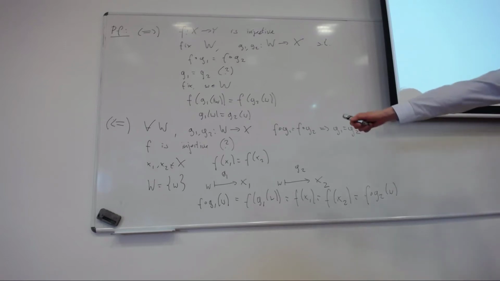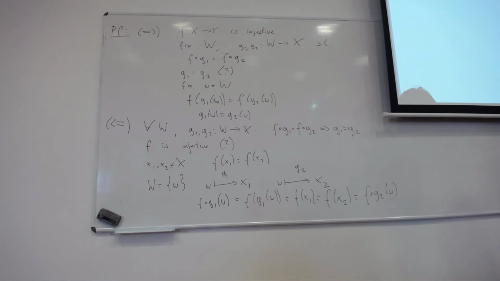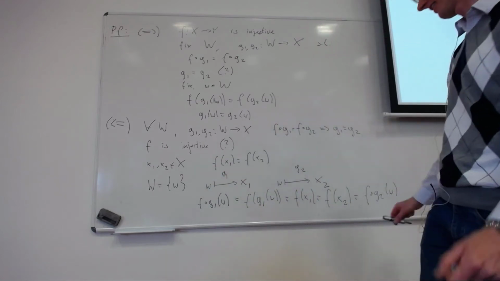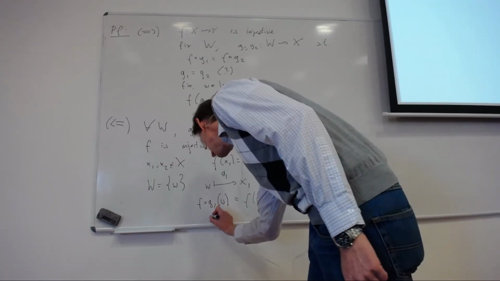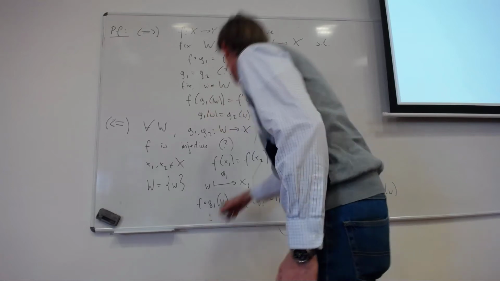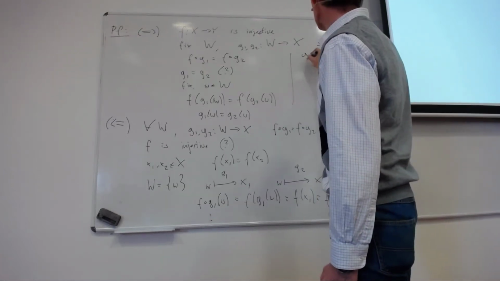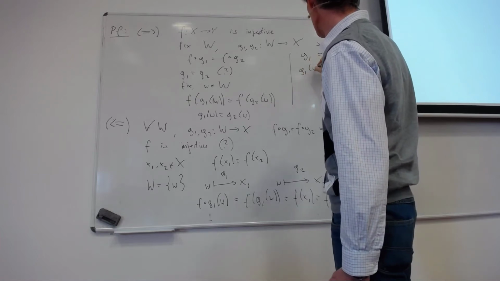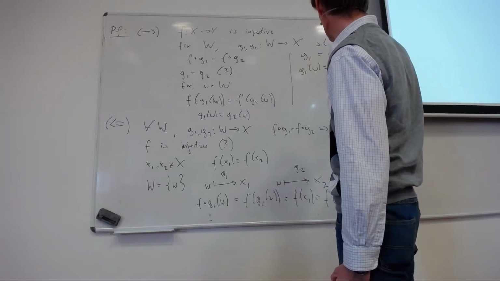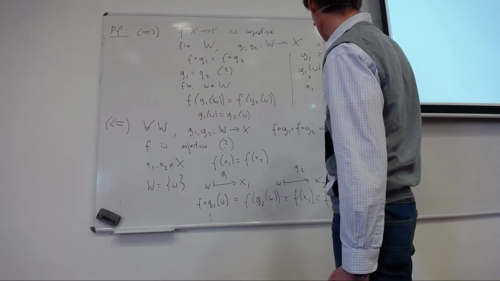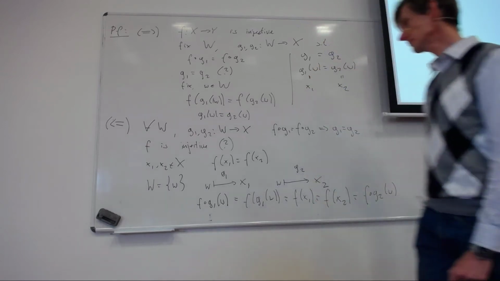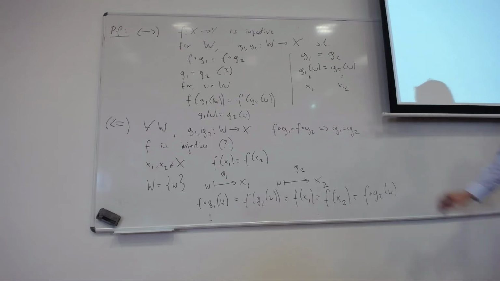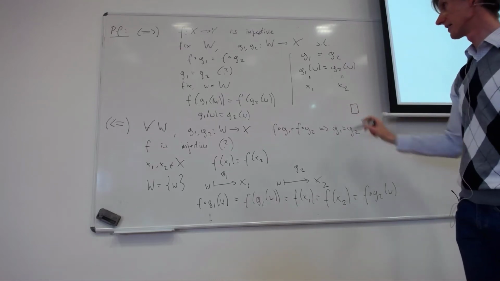So in particular, F composed with g1 is the same thing as F composed with g2, because we only have to compare one element for a singleton set. That means that g1 is the same thing as g2. So in particular, g1 of W is equal to g2 of W. But that was x1, and this is x2. So we have that x1 is equal to x2, end of the proof.